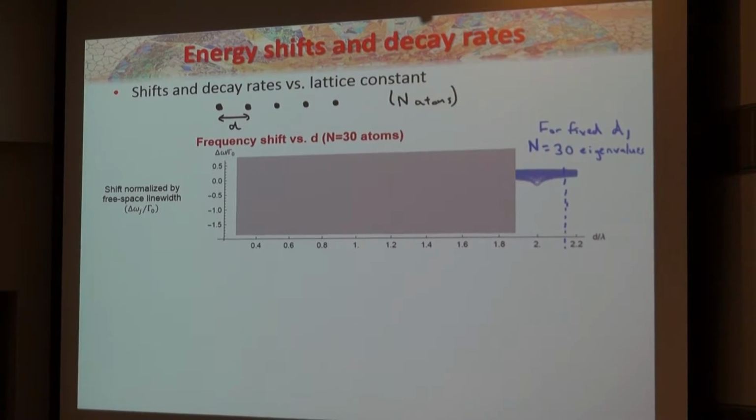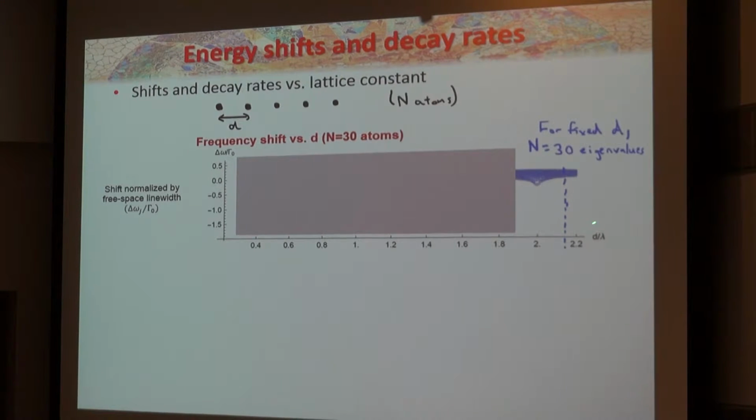So let's see what the numerics tells us. This plot is a little bit complicated, so let me try to explain it slowly. I'm going to take a fixed number of atoms here, 30 atoms in a row, and consider some fixed lattice constant. For example, on this vertical line, the lattice constant is about 2.1 times the resonant wavelength. I have 30 atoms, which means I have 30 eigenvalues. On this vertical cut, you can't really see it, but there are actually 30 distinct points, which tell you the 30 resonant energies associated with each eigenstate.